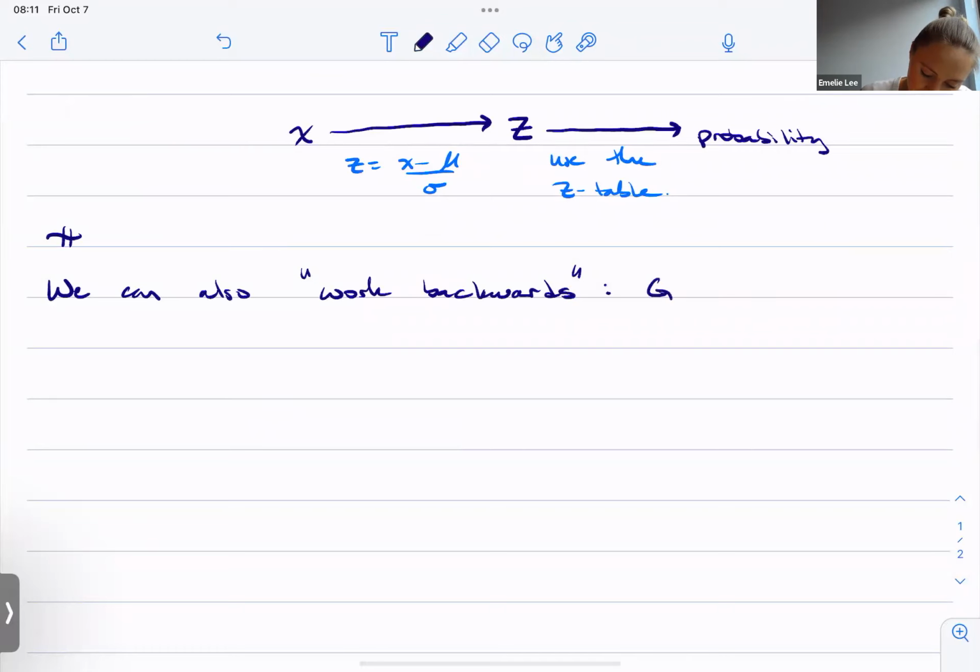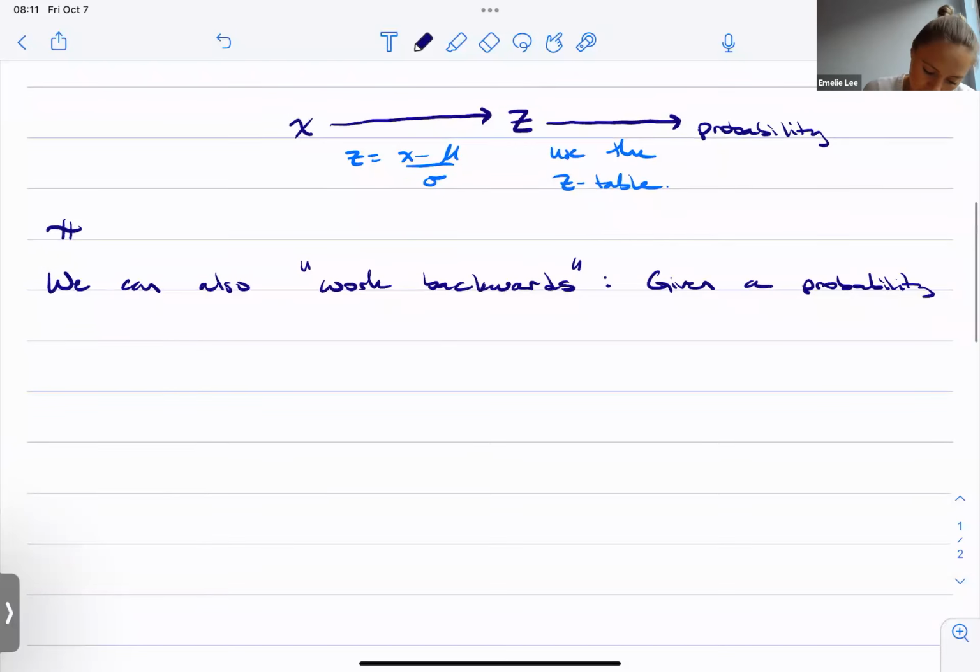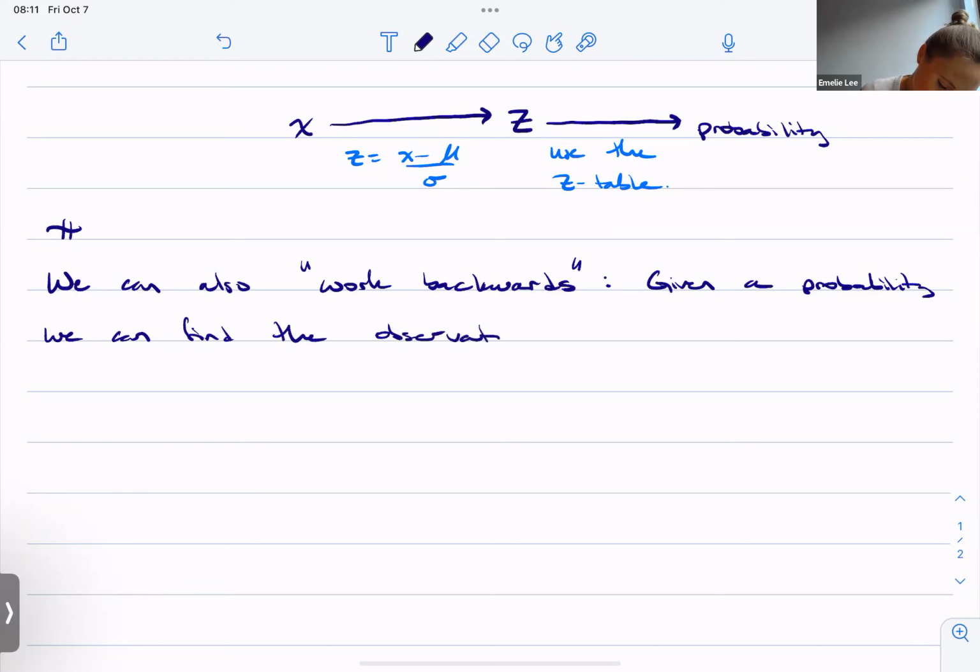By that, I mean, given a probability, we can work backwards to find an observation. Given a probability, we can find the observation associated with it.